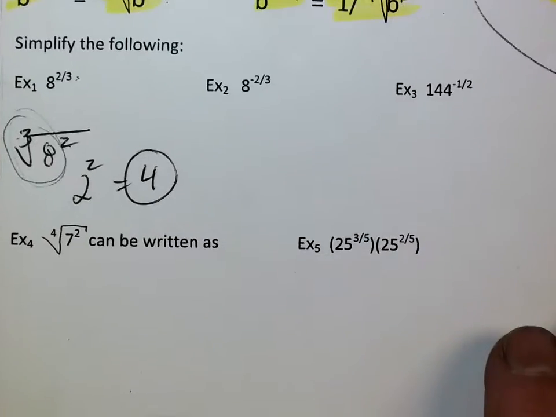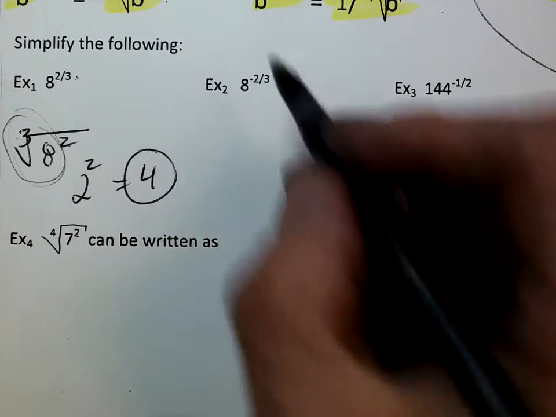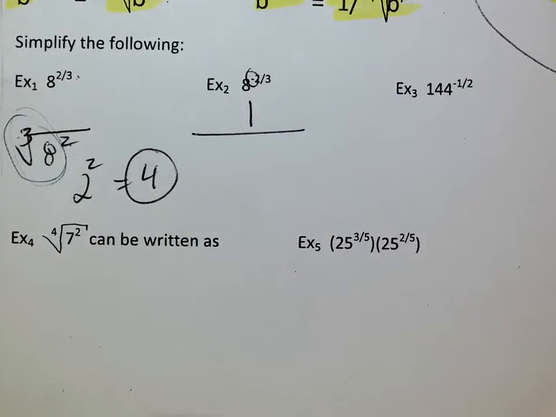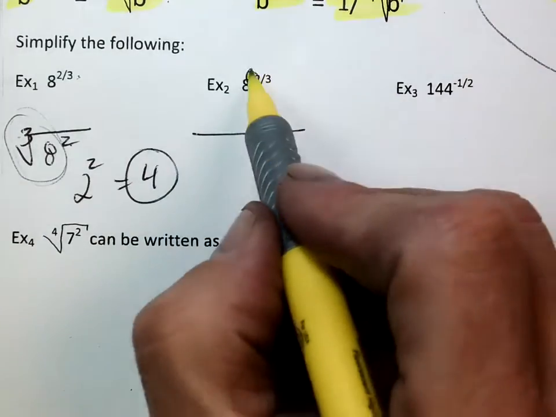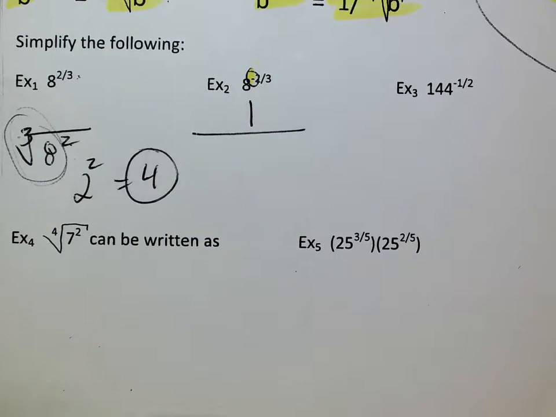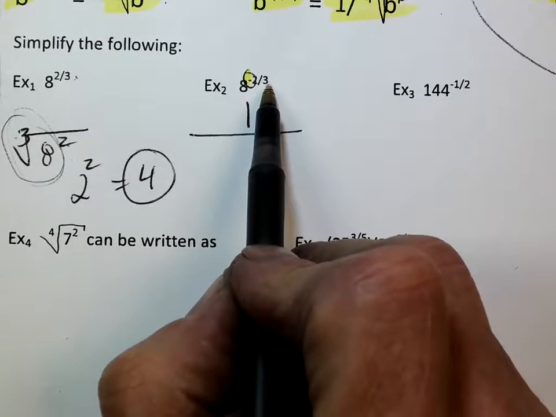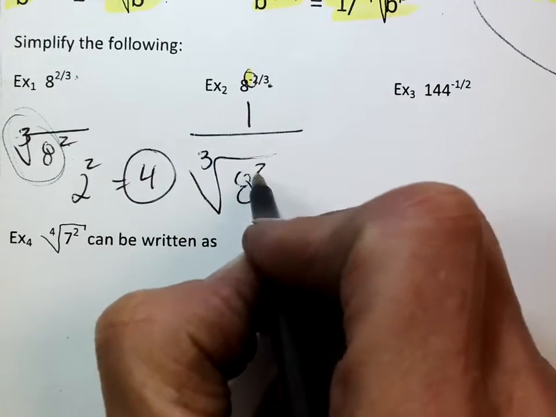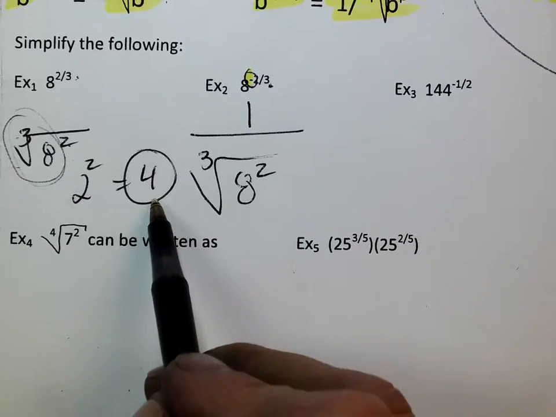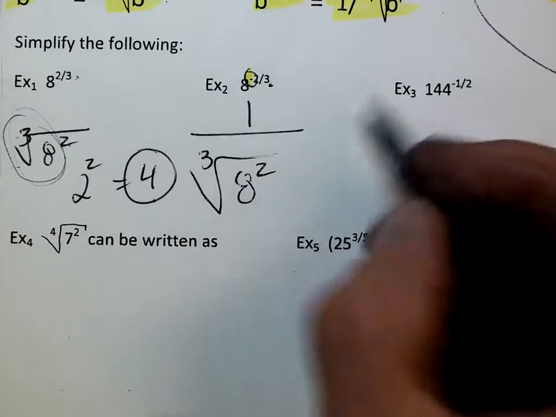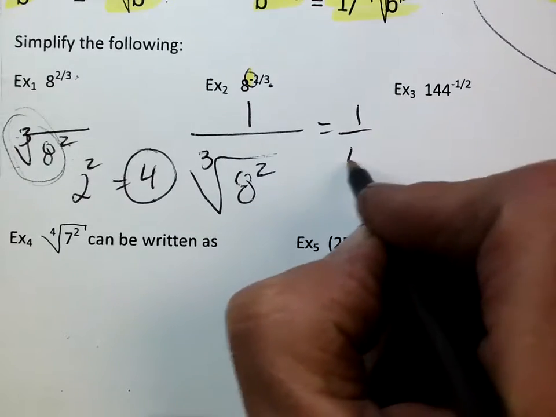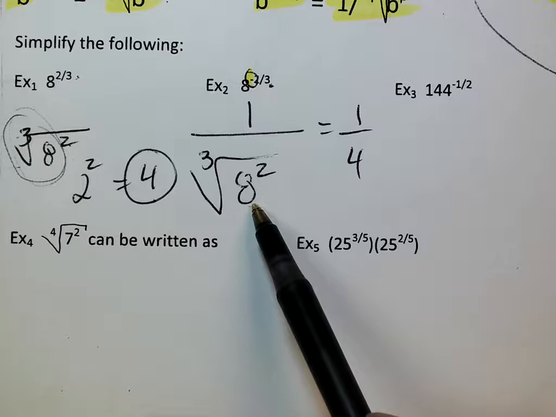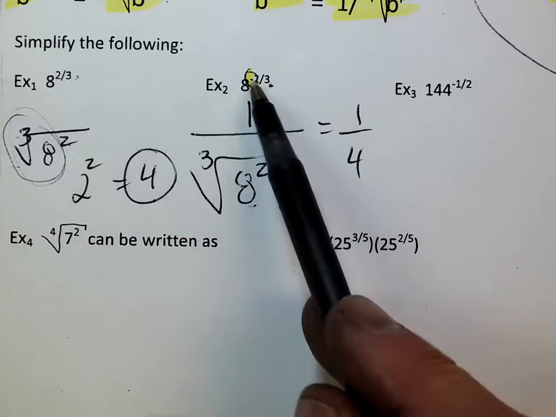Example 2 works the same way, except we have a negative. So the first thing I'm going to do is apply that negative and make it 1 over. It's got a negative exponent, so I make it 1 over, and then I'll do the same thing. I'm going to have the cube root and square. So I'm going to go the cube root of 8 squared, which we already knew we found out was 4. The only difference in this case is going to be 1/4. Okay. Cube root of 8 is 2. 2 squared is 4. But it's 1 over because of the negative exponent.